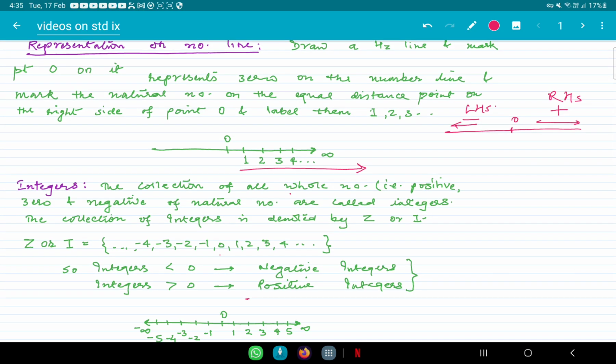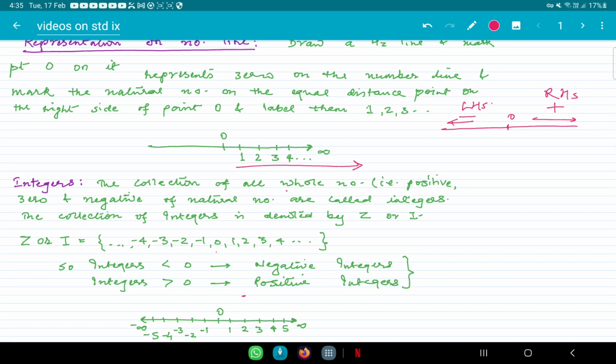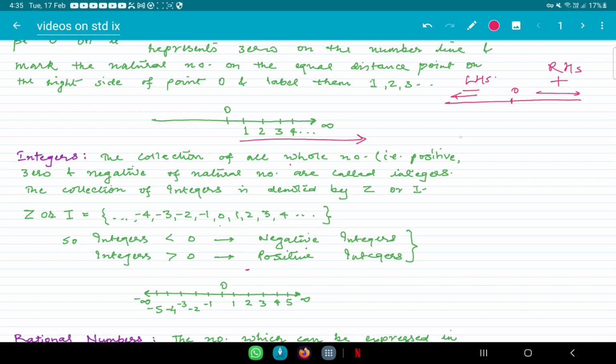Now next one is integer. So integers means the collection of all whole numbers, that is positive, 0, and negatives of natural numbers, they all are called integers. Means in integers positive, negative as well as 0 will come. If we say only positive integers, then only positive numbers will come. If we say negative integers, then only negative numbers will come.